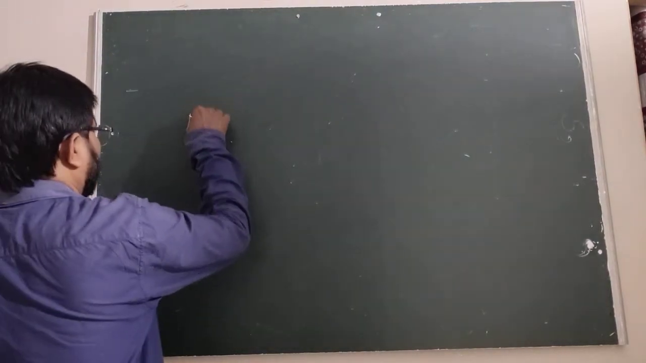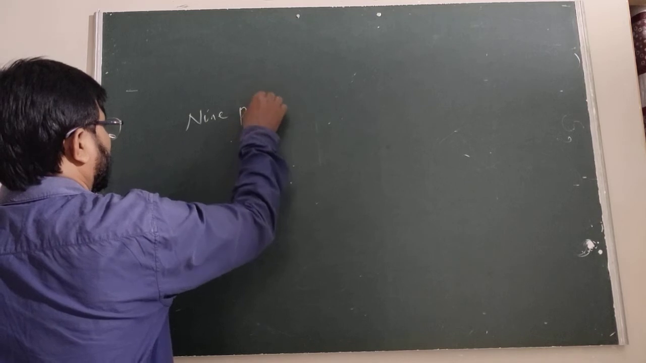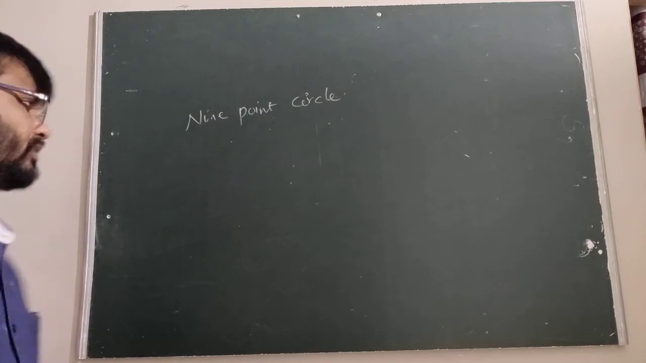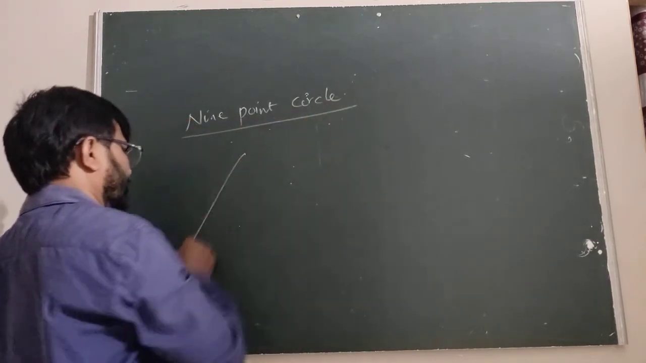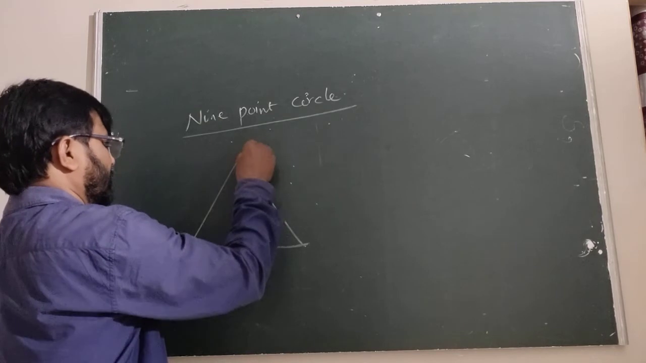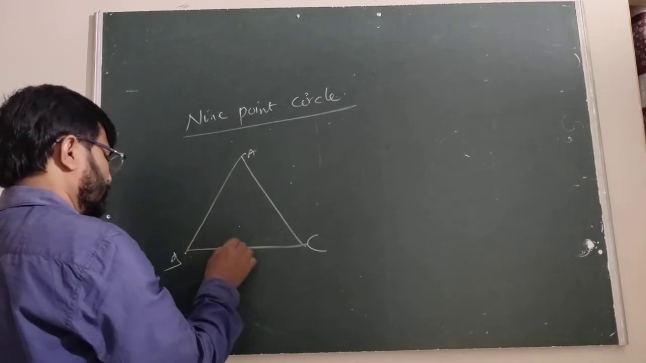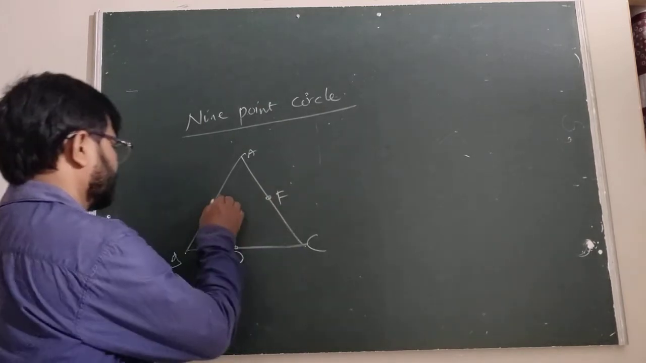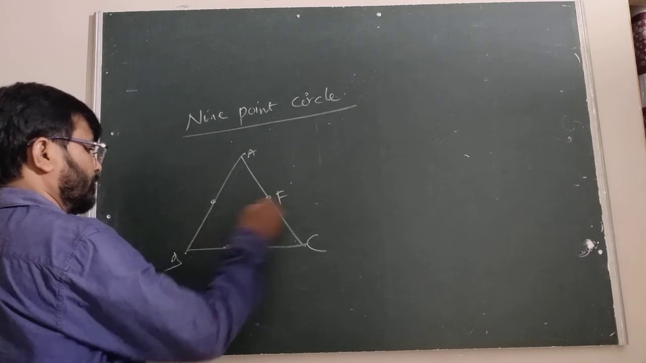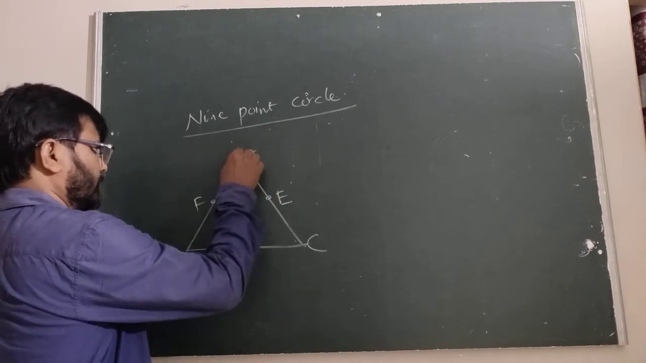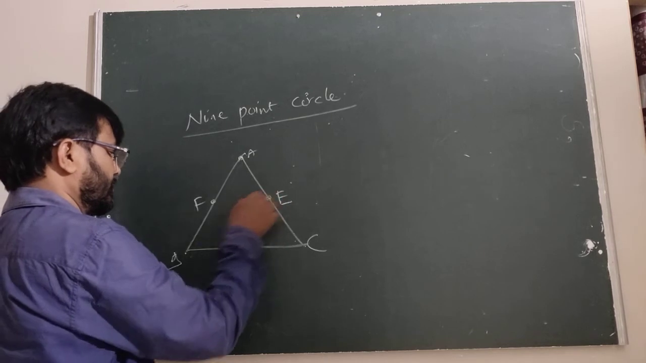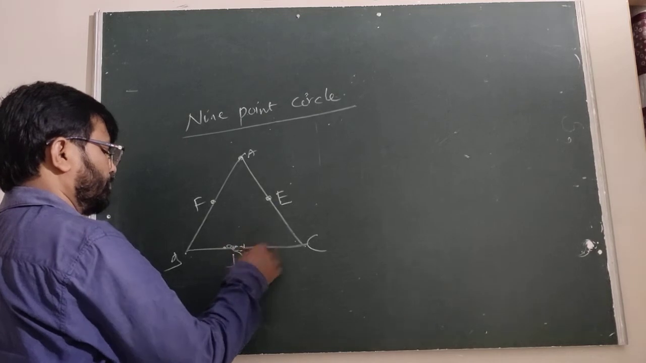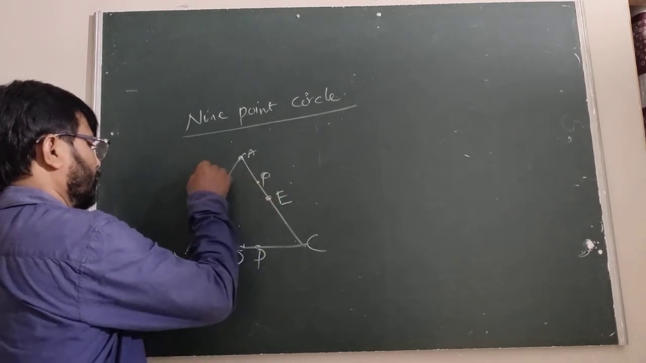Now the nine-point circle. All of you listen here. First we take the triangle ABC. This is the midpoint D, opposite of A, the midpoint of side BC. This is E, this is F, the midpoint opposite of C. Now another one: the feet of the altitudes, P, Q, R.